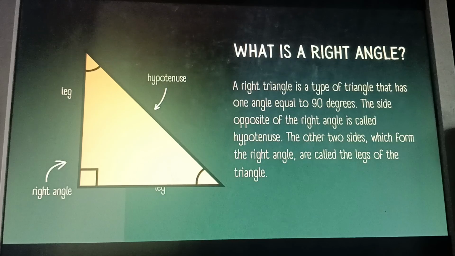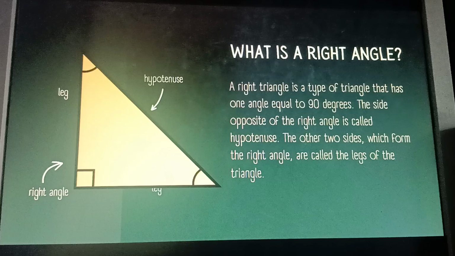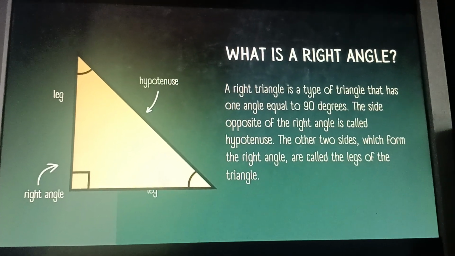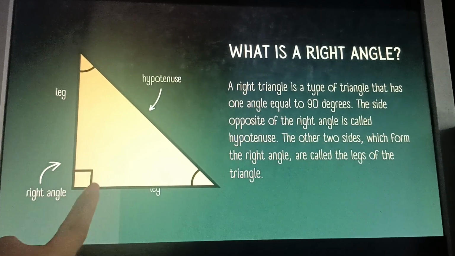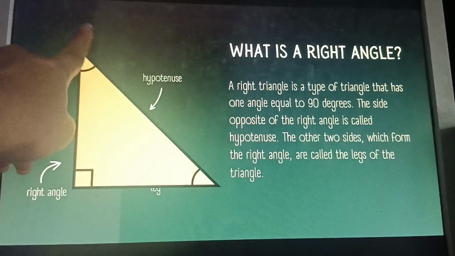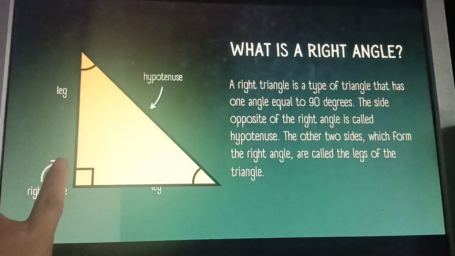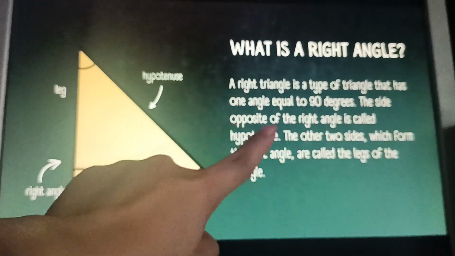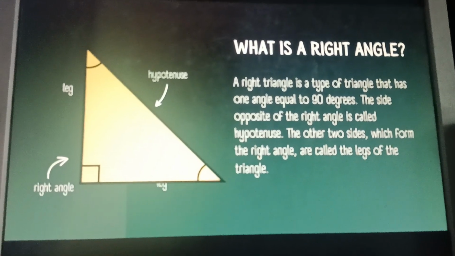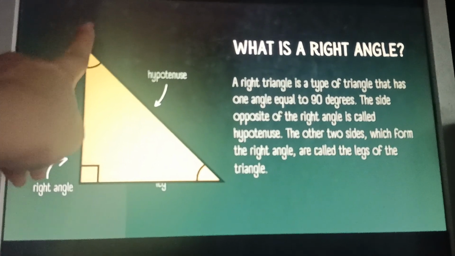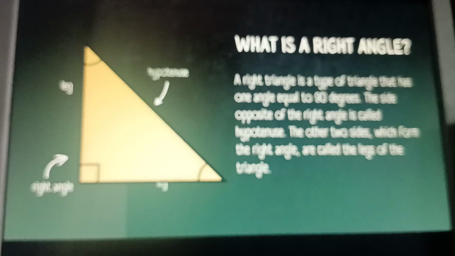So, what is a right triangle then? A right triangle is a type of triangle that has one angle equal to 90 degrees. This one is our 90 degrees angle. If it is a right triangle, then it has a 90 degrees angle. The side opposite this angle is called the hypotenuse. The other two sides are the legs of the triangle.